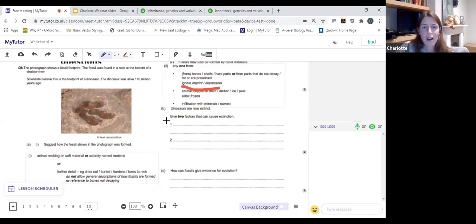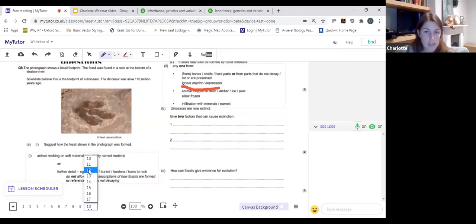You can also have that the animal is trapped in resin or amber or ice or peat. We've talked briefly about that yesterday, that whole animals can sometimes be trapped in ice, amber, peat, or resin, and therefore be preserved whole. And then infiltration with minerals as well, they'll allow there, because it is the mineralization of those hard parts that creates the fossil skeletons and things.